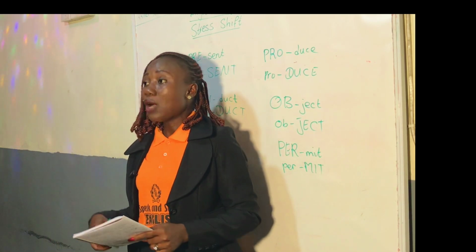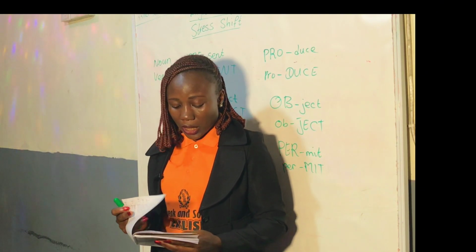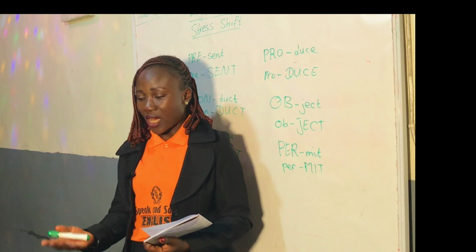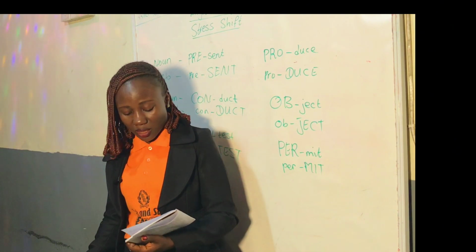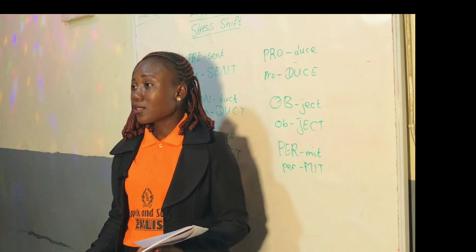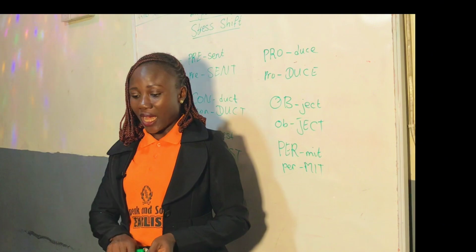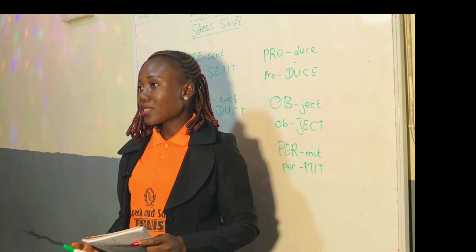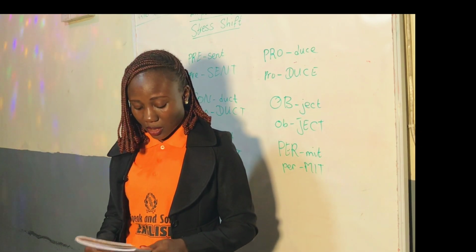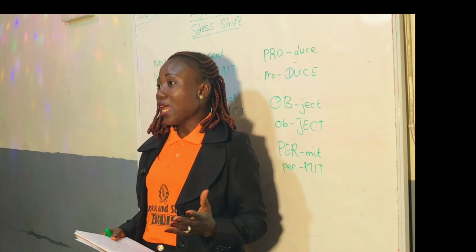All right, guys. Now that we've gone through our 10 examples for stress shift, can we quickly go through them again? Number 1 we had was present and present, that's good. Conduct and conduct, that's great. Subject and subject, good. Object and object, that's good. Contest and contest. We also had produce and produce, transport and transport, and finally permit and permit.